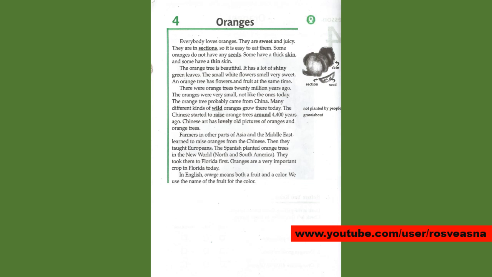Then they taught Europeans. The Spanish planted orange trees in the New World, North and South America. They took them to Florida first. Oranges are a very important crop in Florida today. In English, orange means both a fruit and a color. We use the name of the fruit for the color.